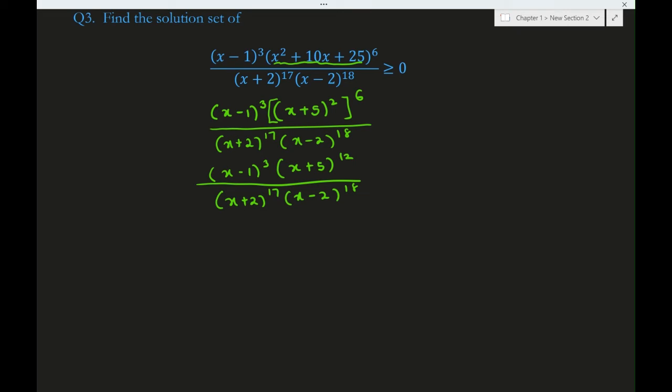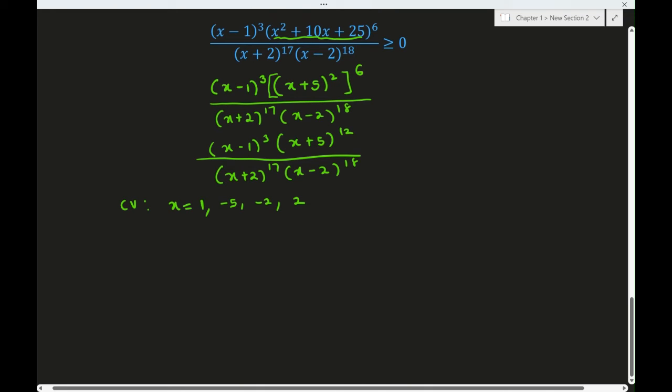Now what is left is for us to use the critical value method. And what is the critical value method? What we need to do is to get the critical values, which are the zeros of the numerator and the denominator. From the numerator, we'll get 1 and also minus 5. From the denominator, we'll get minus 2 and 2. So these are all the critical values.